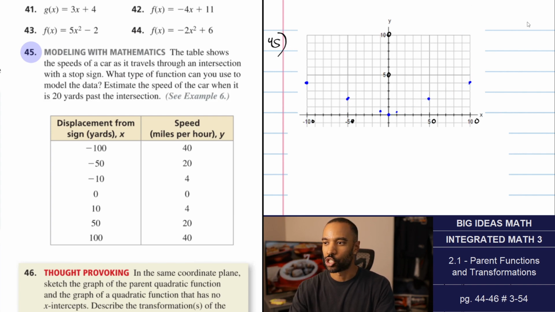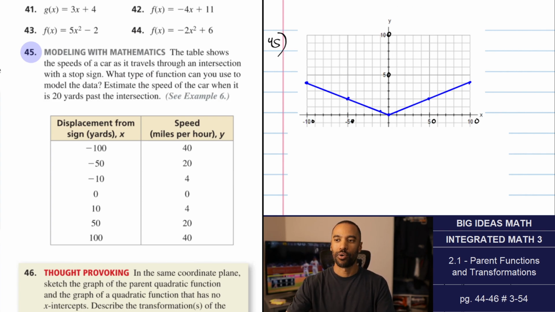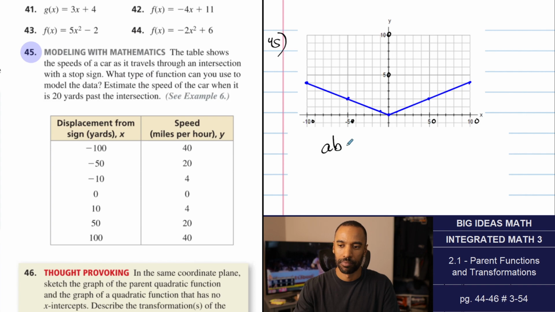I don't know if I can extrapolate here, so I'm probably not going to use arrows. My domain, as far as I know, stops when I hit the 100 yards. So, okay, that makes a lot more sense because it's not time. Okay, so what type of function can you use to model the data? Absolute value.